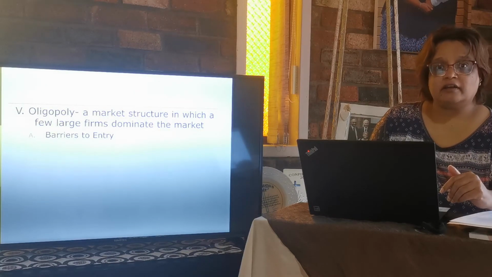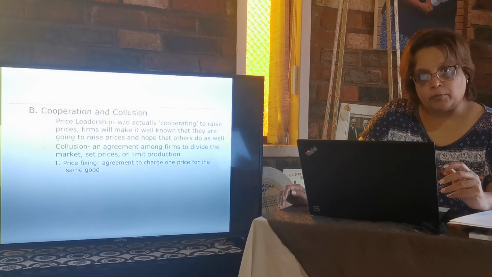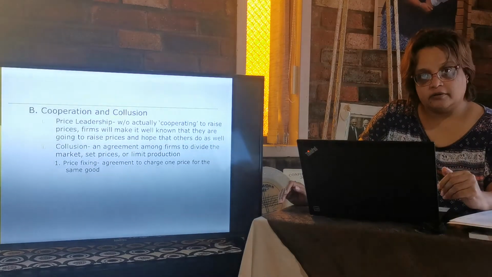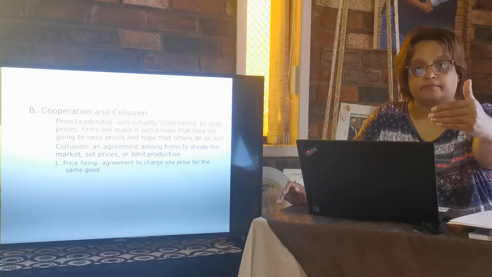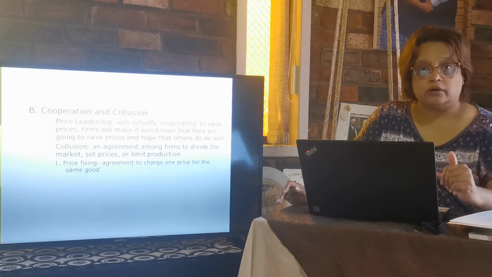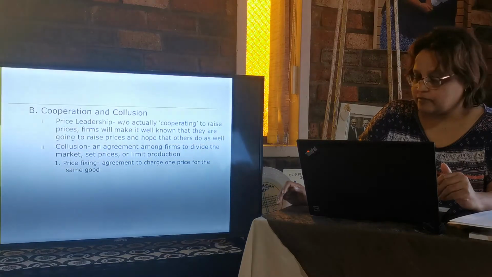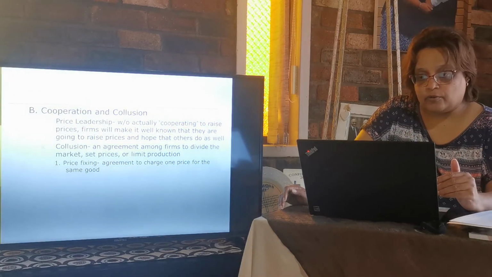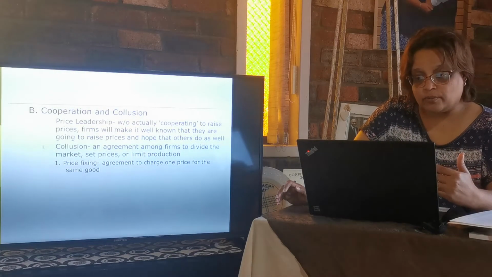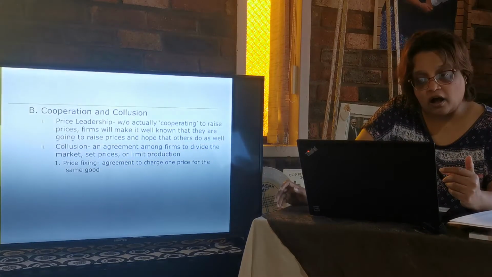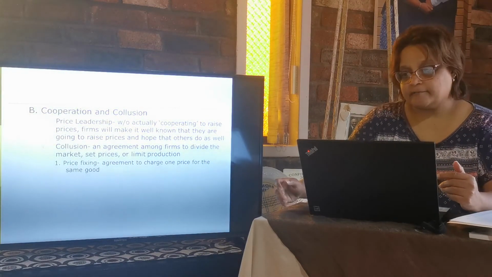So we've got large companies trying to dominate the market share. Barriers to entry, especially if you're going to have a brand name loyal customer. How are you going to try and get the customers' buying power into your specific firm? Cooperation, collusion, price leadership, also actually cooperating to raise prices. Firms will make it well known that they are going to raise prices and hope that others do as well.